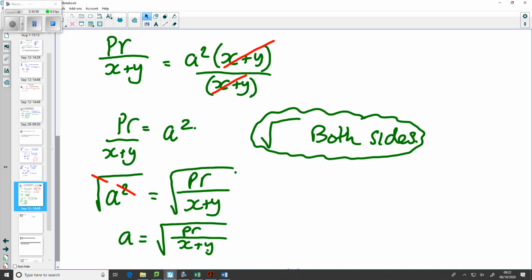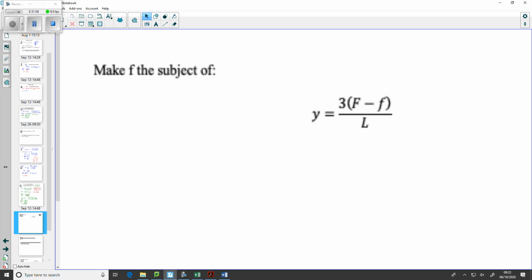Okay, everybody got down what they want from that? As you've seen, there's an example for you to have a go at shortly. What about this one? Make f the subject of, and that's the little f. So here we have to be careful that they've got a capital F and a lowercase f, and they are different. Case matters in mathematics.